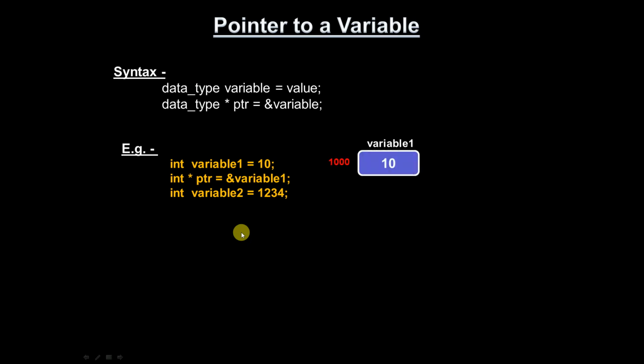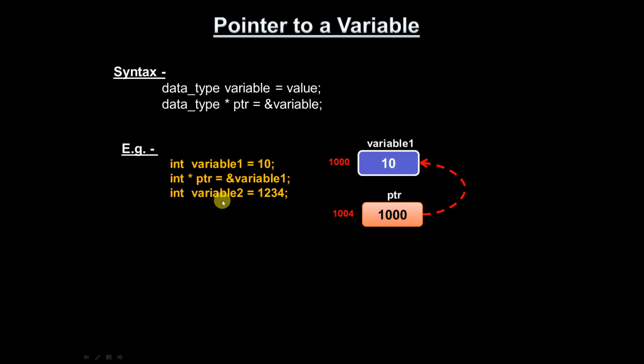Okay, now here int variable 1 equals 10. When you say like this, then in memory, at some address, say 1000, variable 1 is getting memory with the value 10. Next, ptr is also a pointer variable, so it requires a memory of 4 bytes, and now this pointer is holding the address of variable 1, that is 1000. Now this pointer is pointing to variable 1.